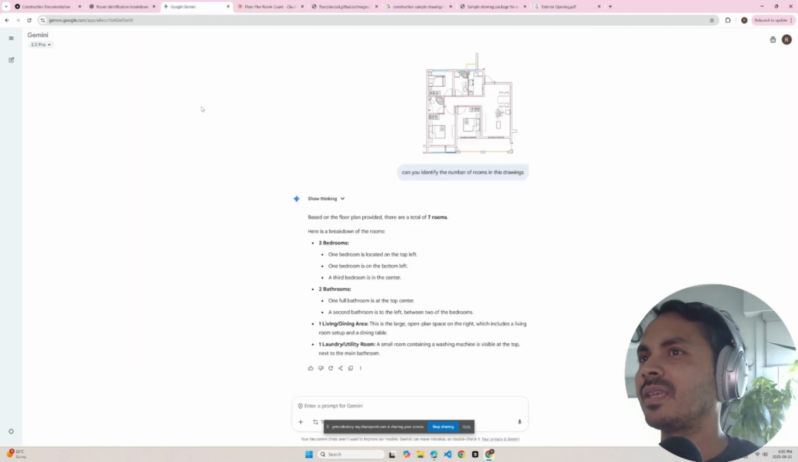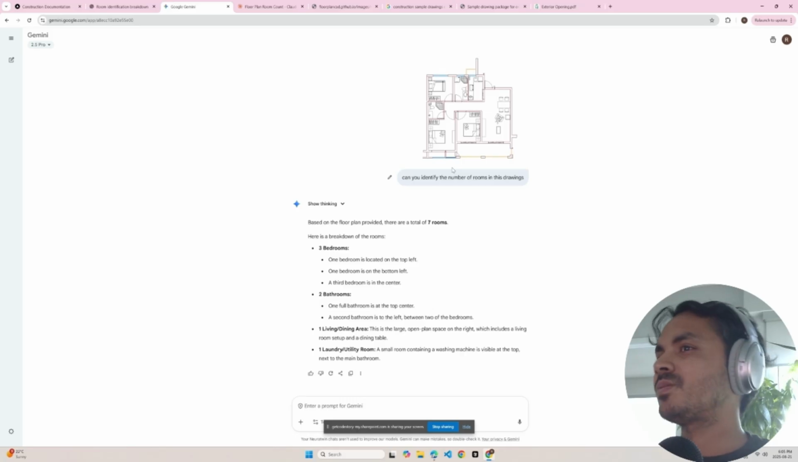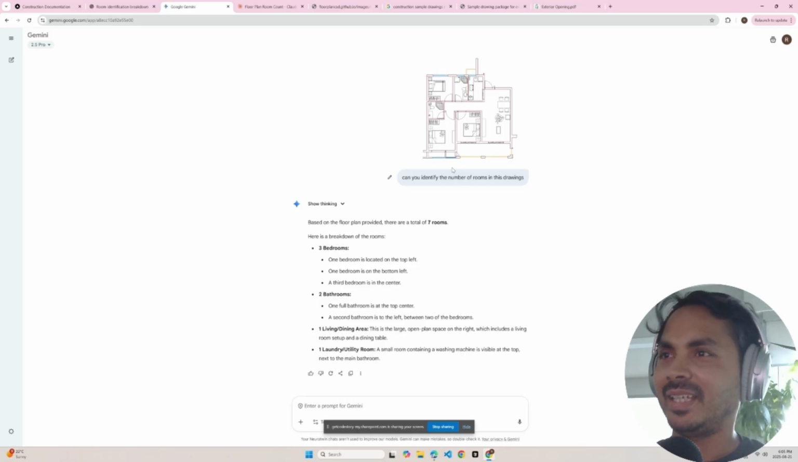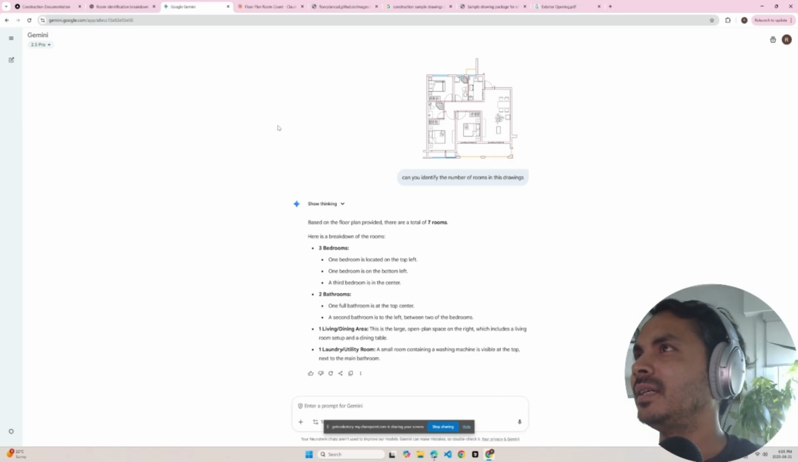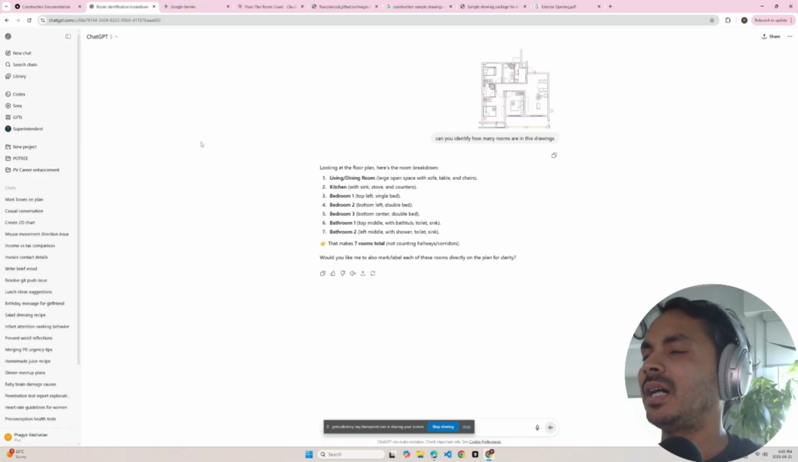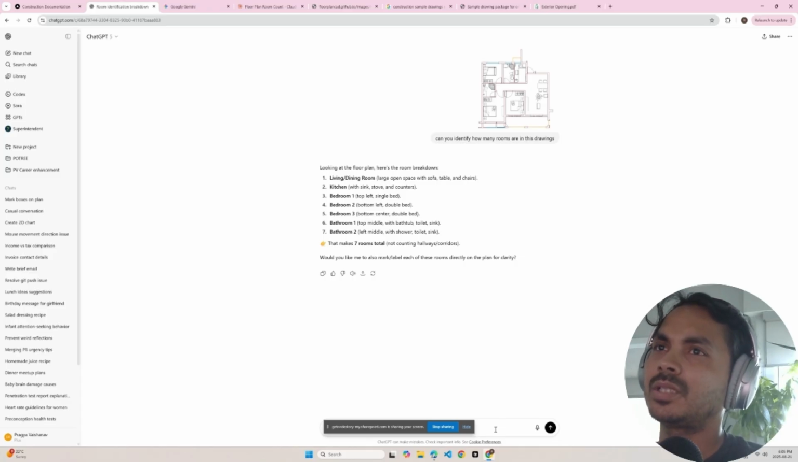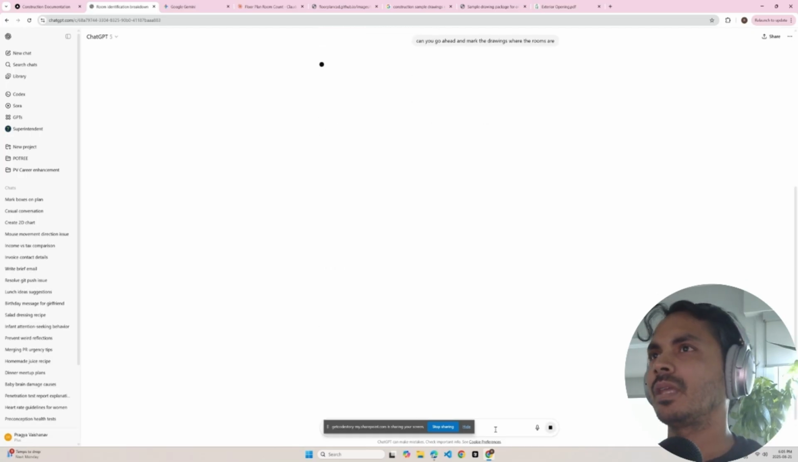That's interesting. So with a simple exercise, we can understand what these LLM models understand about the drawings. They're trying to guess, but it's hit and miss how they interpret things. Probably I can ask ChatGPT, can you go ahead and mark the drawings where the rooms are? Let's see what it does.